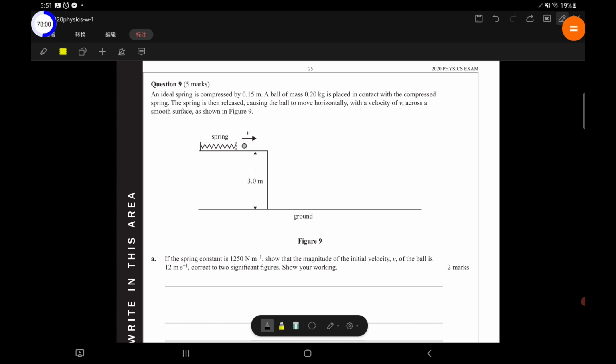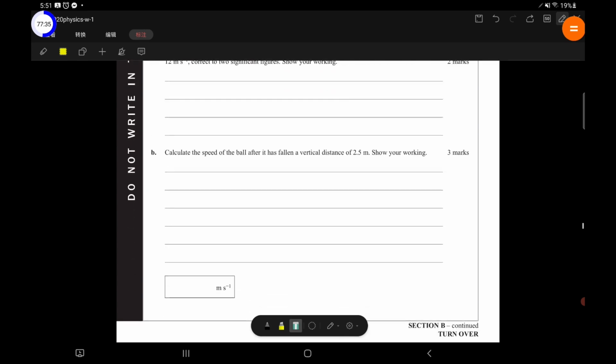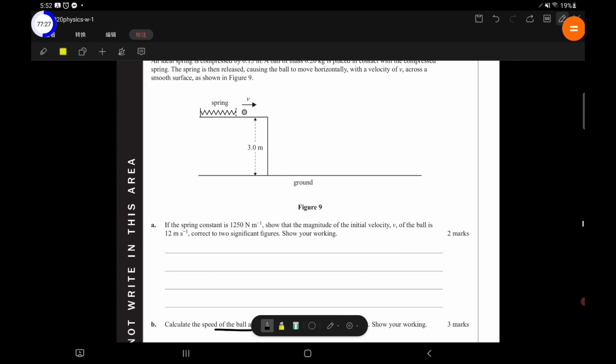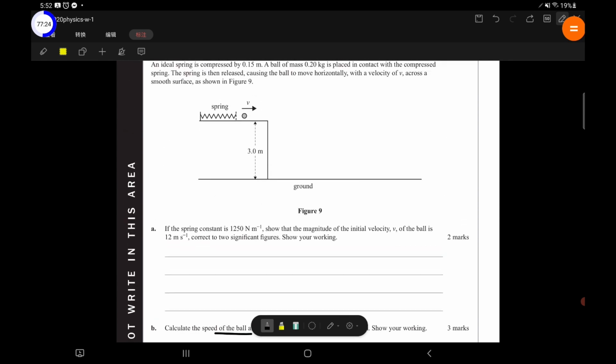So what can we tell from the scenario, from the diagram? We know that this question is a springs question, so we're going to have some energy, some Hooke's law incorporated into this. This is also a projectile motion question because we have this massive open space here. So of course that probably means something, and so the ball will fall down. And that is related to part B, as we can see here. Find the speed of the ball after it has fallen a vertical distance. Part A: show that the magnitude of the initial speed is 12 meters per second.